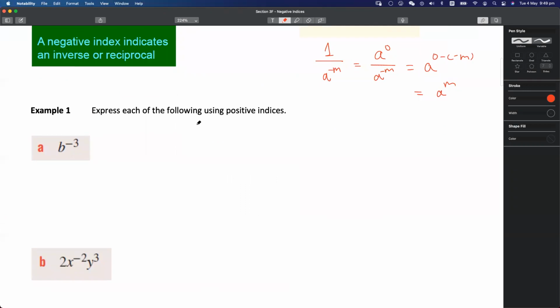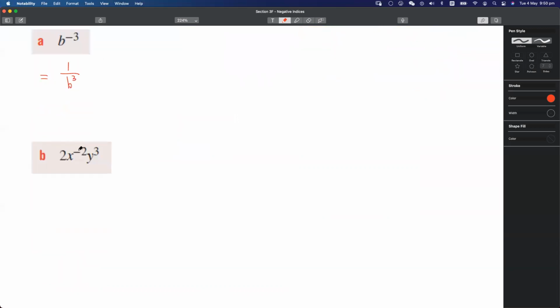All right, next one. Express each of the following using positive indices. Okay, so b to the power of negative 3 is 1 over b to the power of 3. So it's reciprocal. Next one, 2 and y to the power of 3 are both positive. Just here is x to the power of negative 2. So let's make it 2 times 1 over x squared times y to the power of 3. So write as a single fraction, 2y cubed over x squared.